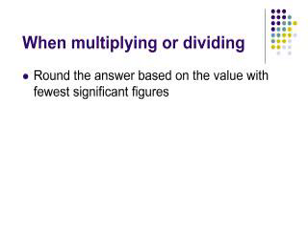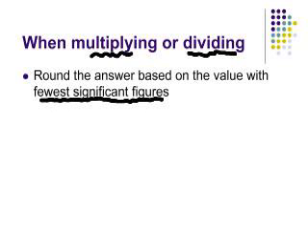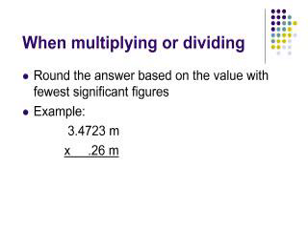When you're multiplying or dividing, you have to follow a slightly different set of rules. Same objective, trying to make sure you keep track of your precision, but you do this in terms of whichever value in the calculation had the fewest significant figures. It's a slightly different way it's applied. So if you have to calculate 3.4723 meters times 0.26 meters.